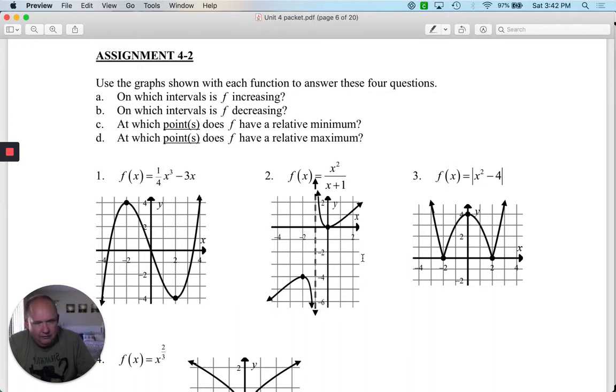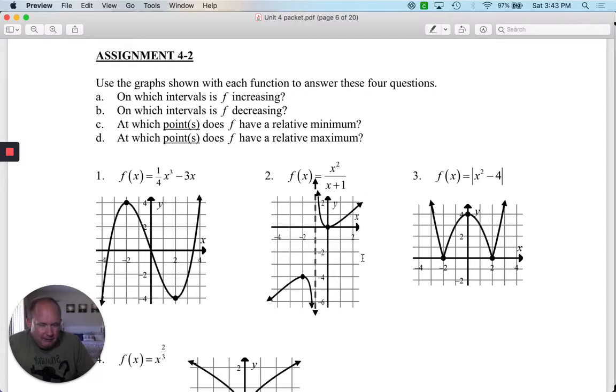Where is it decreasing? Left to right going down, so from negative 2 to negative 1. Also from negative 1 to 0. And notice, you could technically just say negative 2 to 0 and it'd be okay as well. But I wrote them as two different intervals, and the asymptote in the middle kind of breaks them up. It's okay if you went negative 2 to 0 and said that whole thing is decreasing, because it's accurate.